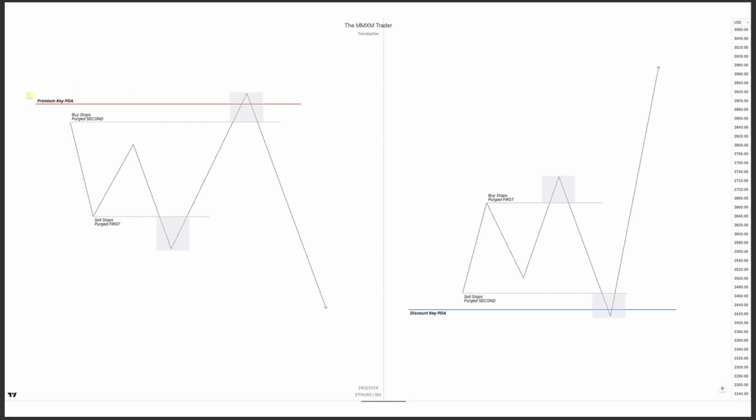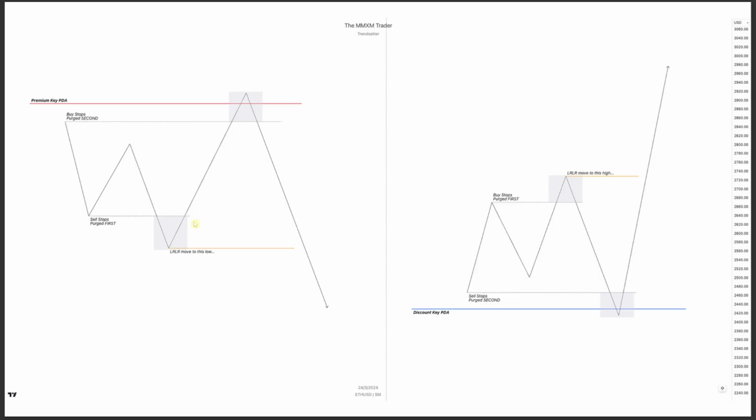And the key is it has to be in a premium key level, that PD array, and then in a bullish scenario we want to see that discount PD array, right? Now when both sell stops and buy stops have been purged, aka the double purge, right, then the market makers will move the market in the real direction it wants to go with a low resistance liquidity run.